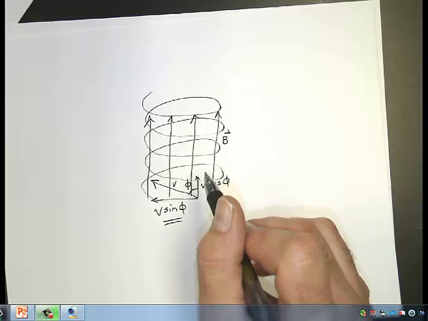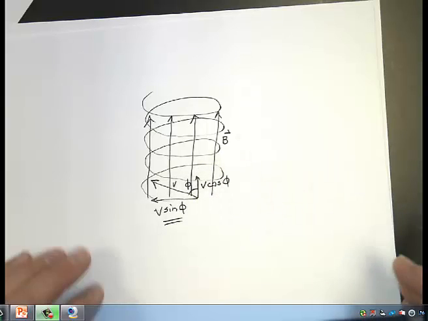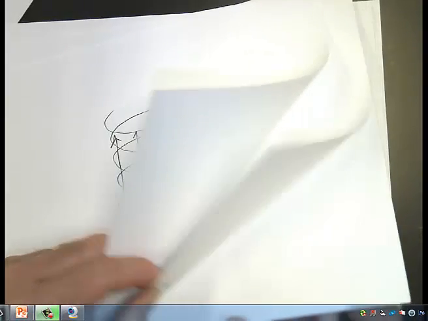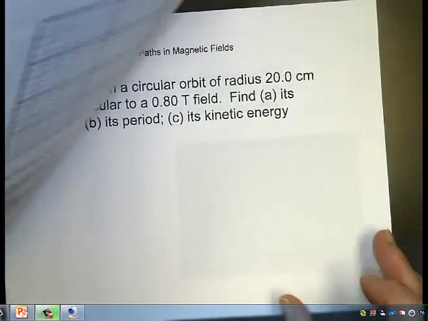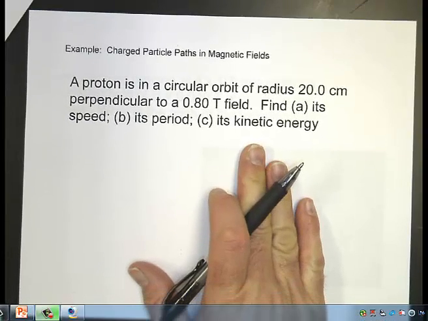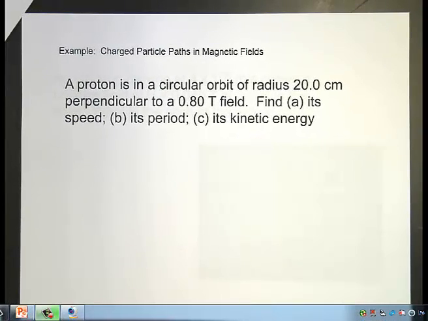Okay, let's do a couple of examples and see if we can make some sense out of this. Okay, here's my first. And this one doesn't involve the crazy helix. This is just a normal problem where you imagine a proton is in a circular orbit of radius 2 centimeters, perpendicular to a 0.8 Tesla field. Find A, its speed, B, its period, C, its kinetic energy.